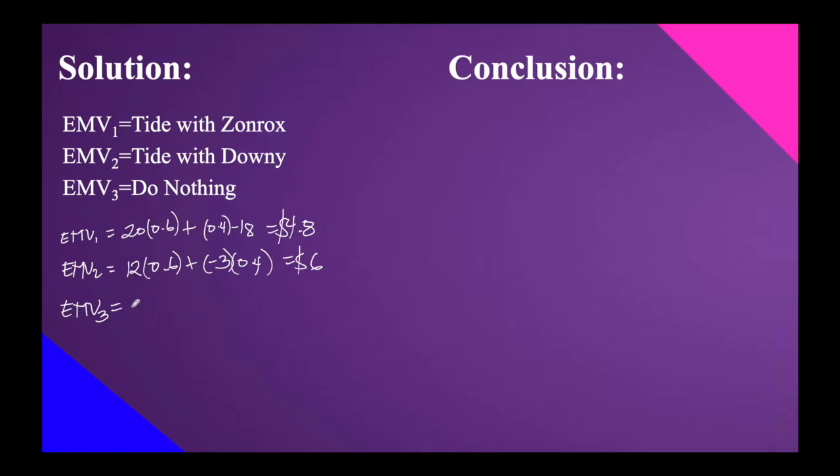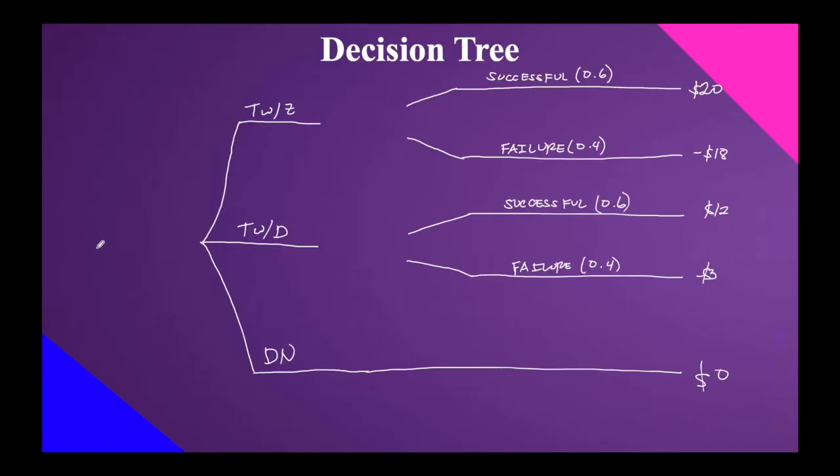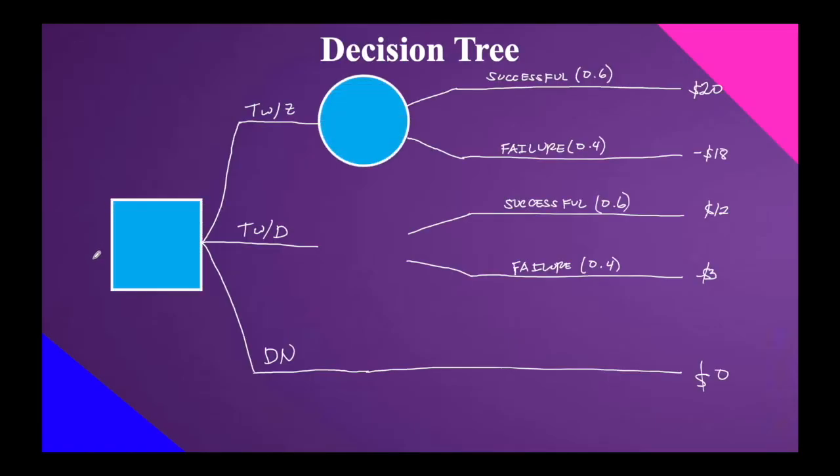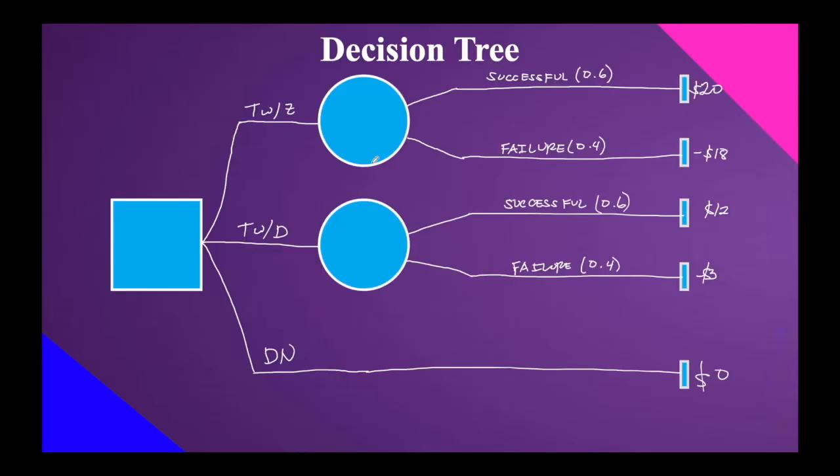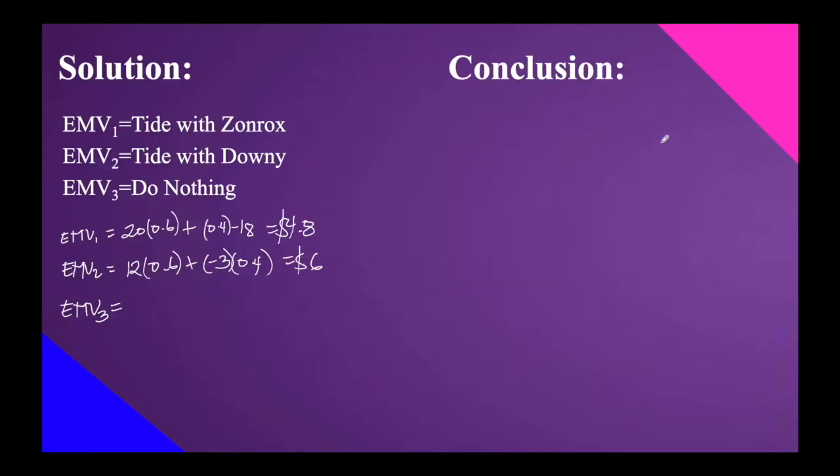By the way, before I forgot, itong mga values po na to, EMV sub 1, lagay natin sa decision tree natin. EMV sub 1 is equivalent to 4.8. Saan po natin siya ilalagay? Dito po siya, 4.8. Kasi ang minultiply natin, saan siya nanggaling ulit? Ito, 0.6 times 20 plus 0.4 times negative 18. Yun, ganun siya. For the solution number 2 sa EMV sub 2, $6.